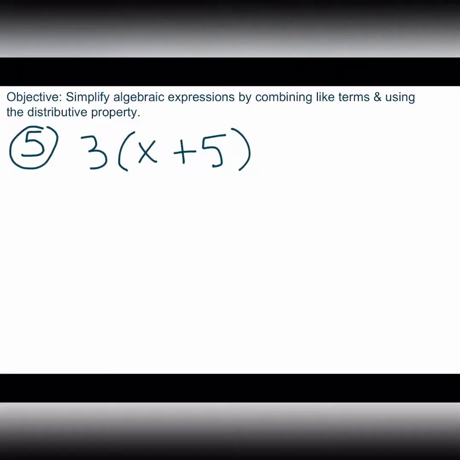Hello, so our lesson today is going to be on simplifying algebraic expressions by combining like terms and using the distributive property. The first few examples I'm going to go over are going to show you how to use the distributive property. This is what a problem would look like if you needed to use it. You'd have a number on the outside of the parentheses, and what you need to do is multiply this number on the outside by both of the terms on the inside.